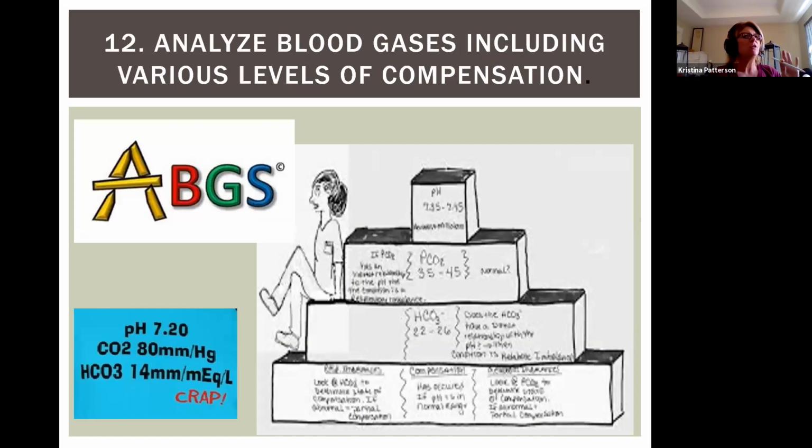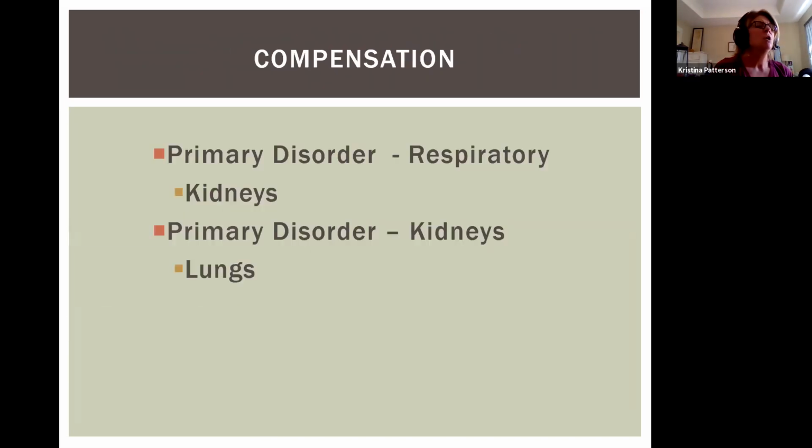All right, so next we're going to learn how to analyze blood gases to include various levels of compensation. So first we have to talk about compensation. If the primary disorder is respiratory, then the kidneys will kick in to compensate. And if the primary disorder is the kidneys, then the lungs will kick in to compensate. Now, one key point here, the lungs can compensate right away. A patient who's in DKA will automatically start to breathe deep, rapid respirations. We call those Kussmaul respirations, to try to get rid of the CO2.